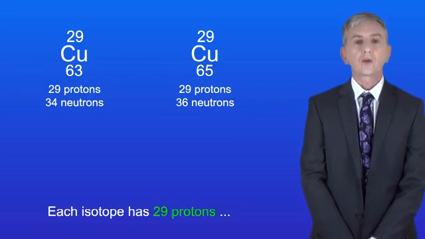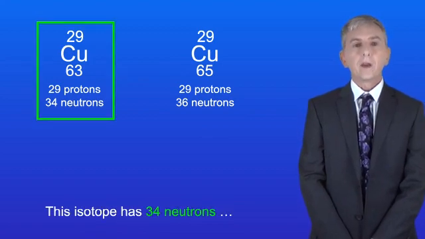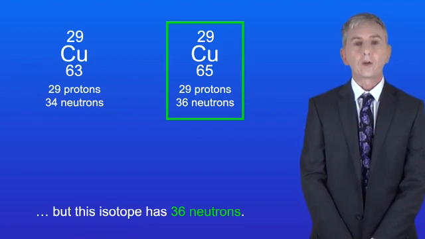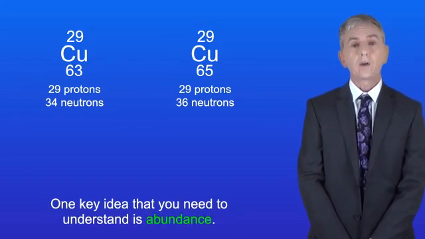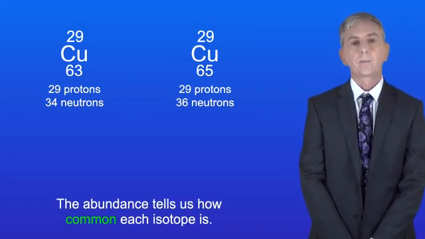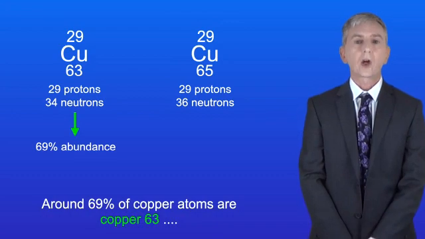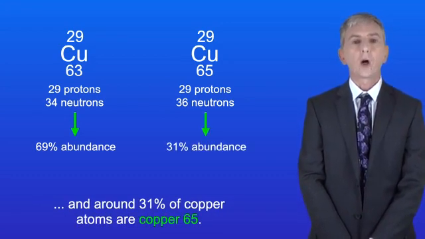Each isotope has got 29 protons, but the number of neutrons varies. This isotope has 34 neutrons, but this isotope has 36 neutrons. Now, one key idea you need to understand is abundance. The abundance tells us how common each isotope is. Around 69% of copper atoms are copper-63, and around 31% of copper atoms are copper-65.